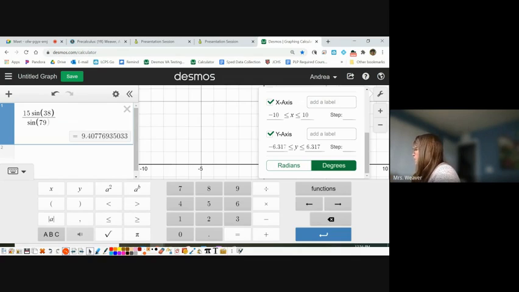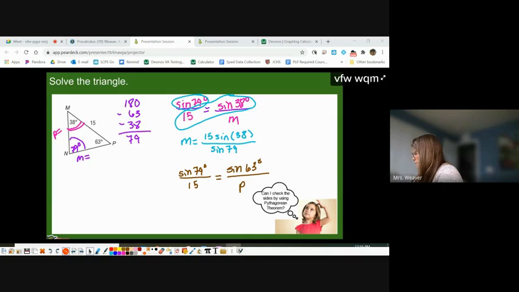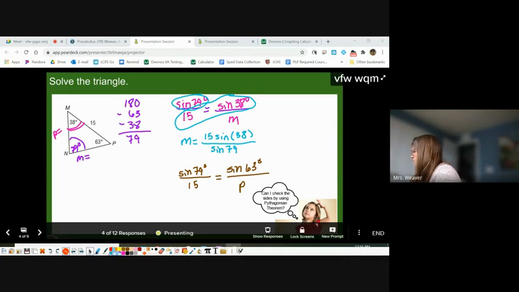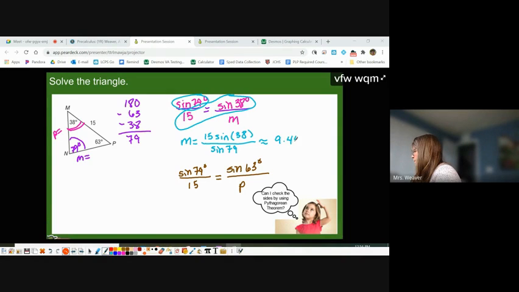Now we're rounding to 3 decimal places all year unless we say otherwise. So that's going to round to 9.408. So let me get my work back up here. So M is approximately 9.408. I always want you to box your answers, okay, when you're working. I know I'm not seeing a lot of your work digitally right now, but it's still good form.